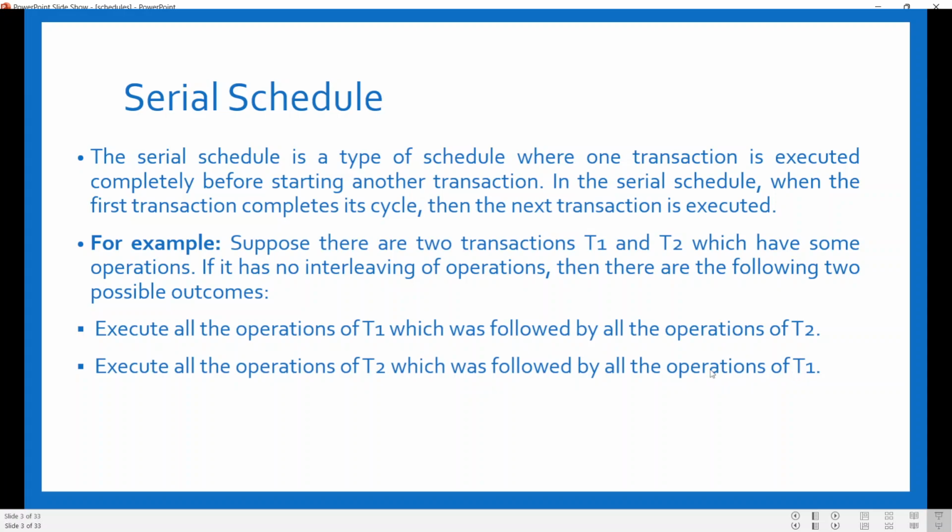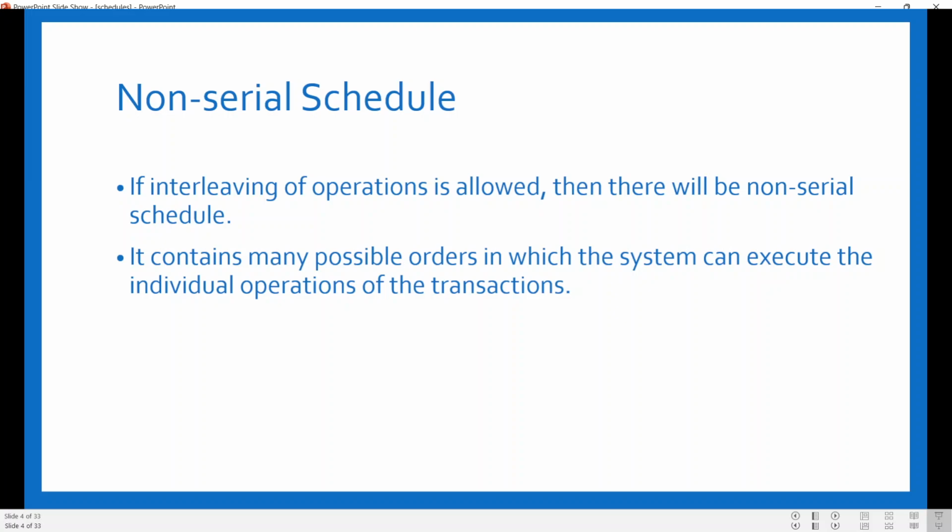So there are two possibilities. A non-serial schedule means there will be some interleaving operations. If interleaving operations are allowed in between transactions, then that is a non-serial schedule. It contains many possible orders in which the system can execute the individual operations of the transactions.